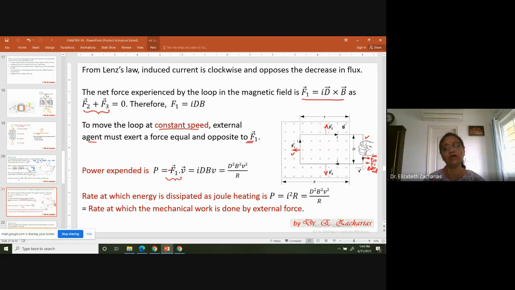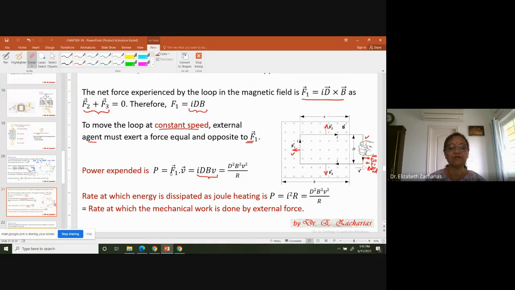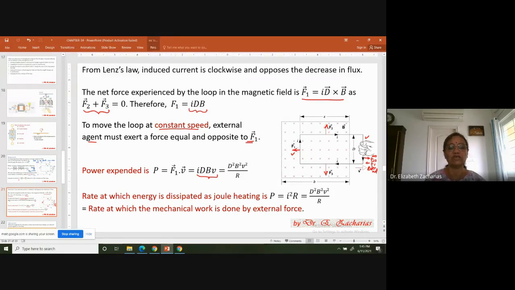External force we already found out is IdB. Therefore, the product of these two will be IdBV. Since we are just talking only about magnitude, I'm dropping this minus, but I explained that minus so that you will understand why F1 dot V, we have written it this way. Because F external is equal to minus F1.